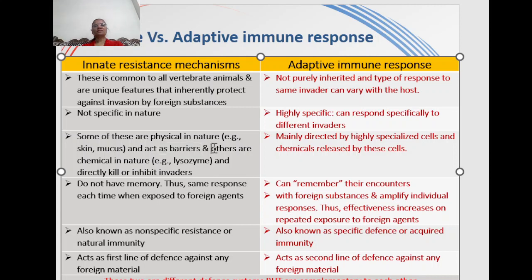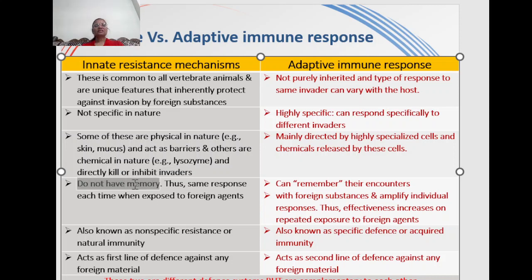Some of the other mechanisms are chemical in nature. They are chemical substances, and a good example of them is lysozyme. These chemicals try to kill or inhibit the invaders.